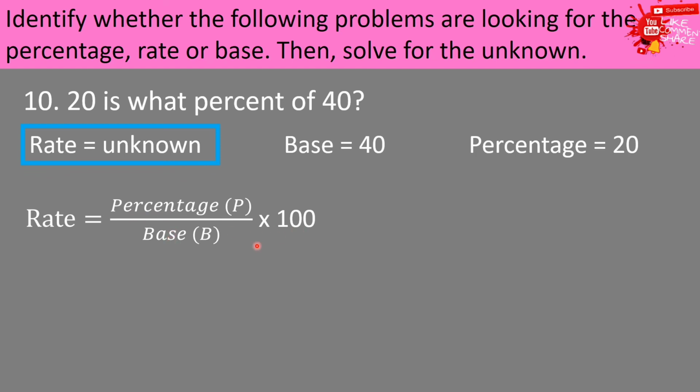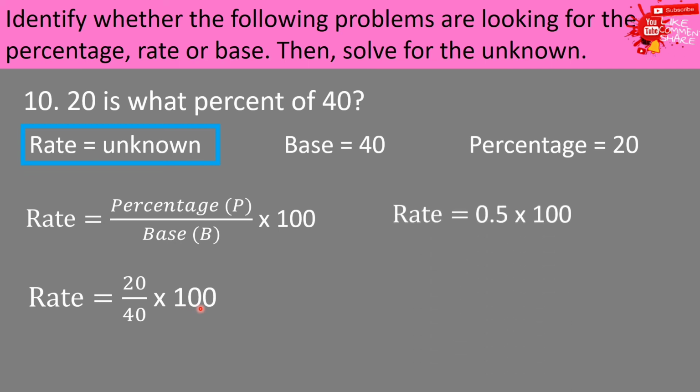Okay, then substitute lang natin. So, 20 divided by 40, then times 100. And what is 20 divided by 40? It is equal to 0.5 times 100. So, 0.5 times 100 is 50. So, therefore, ang value ng rate natin ay 50%.